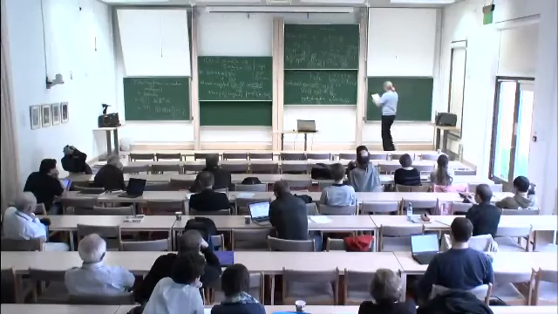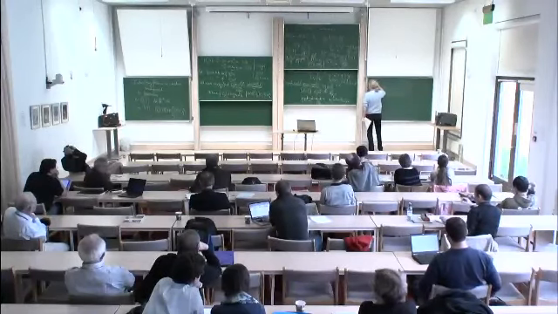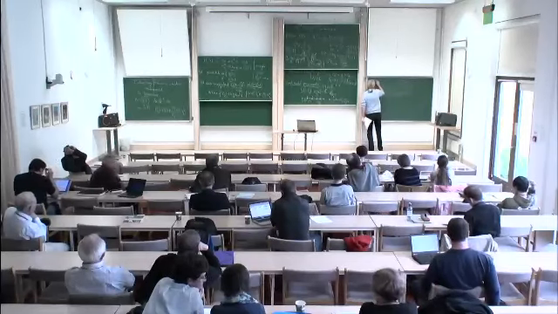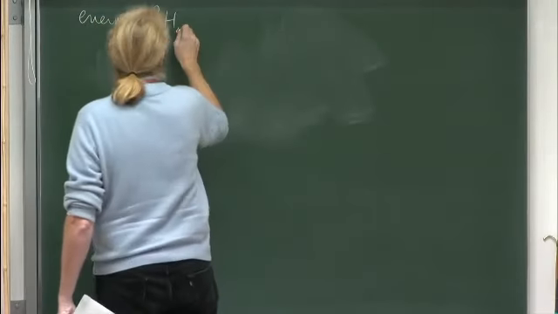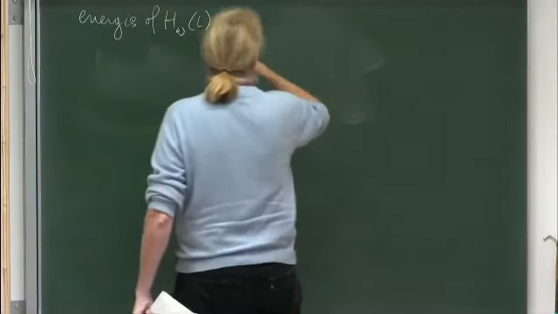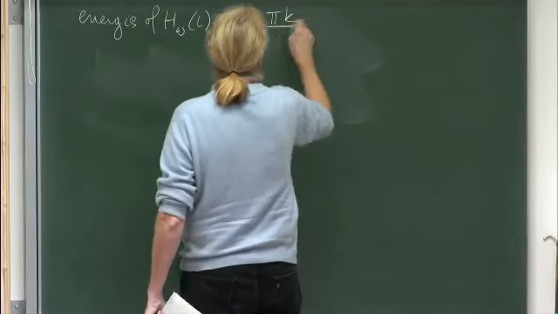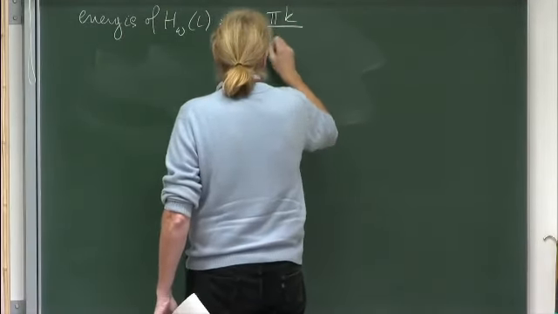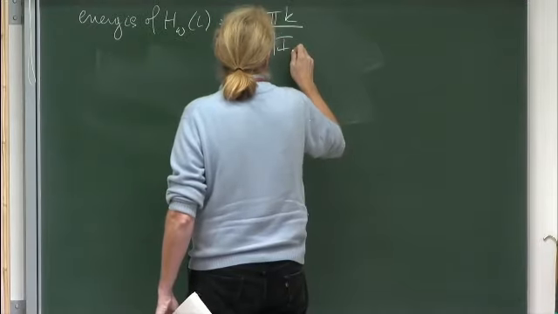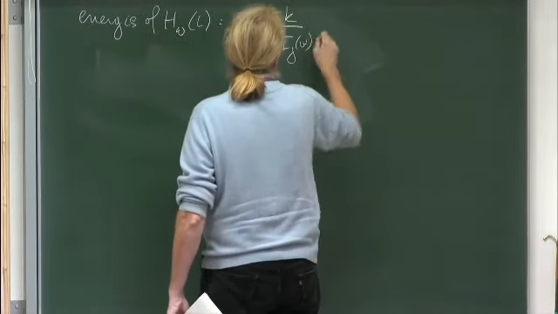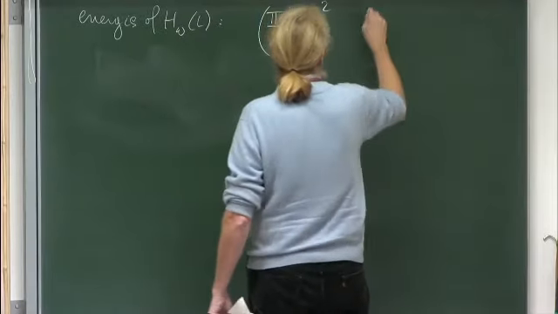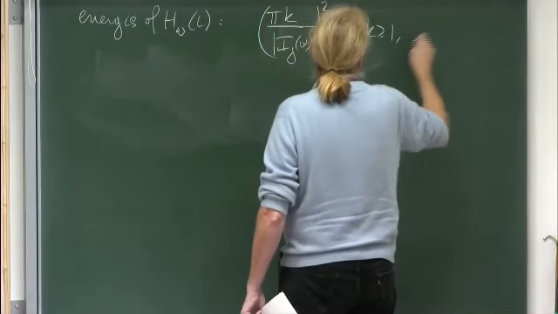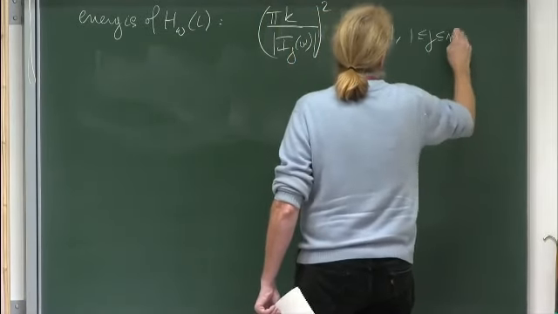So the other nice thing is that, well, for this model, do I need to show something else? Yeah, well, we have this. Of course, let me just record this, but you all know this. So the energies of H omega L are just given by pi k over the length of I_j of omega, squared, where k is larger than or equal to 1, and j runs between 1 and n of omega.